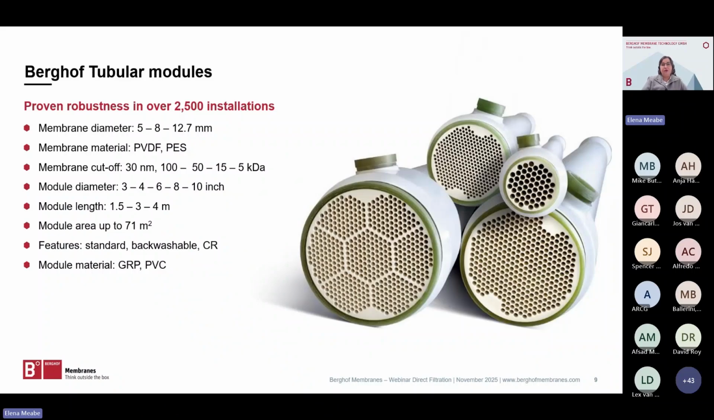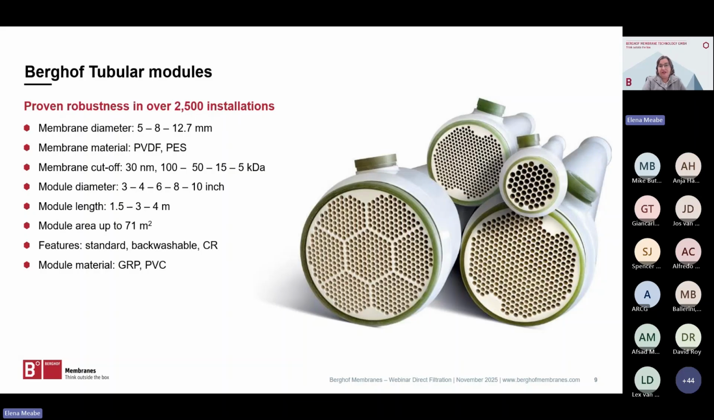Here you can see how our tubular modules look. We offer membranes with different geometries, pore sizes, and materials, including both backwashable and non-backwashable options. Additionally, we have a special chemically resistant membrane, designed for projects where ultrafiltration is combined with chemical precipitation processes, such as brine recovery, softening, or heavy metals removal.